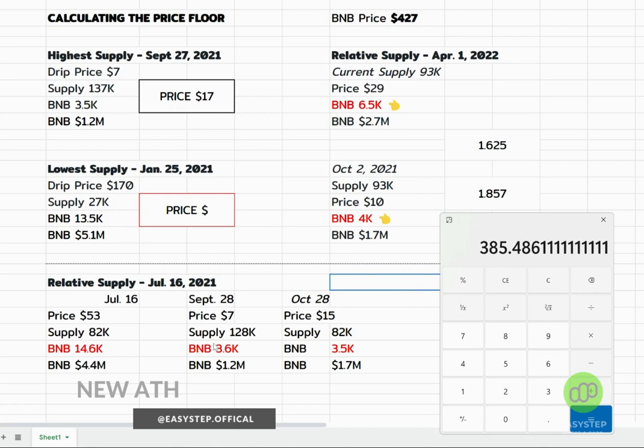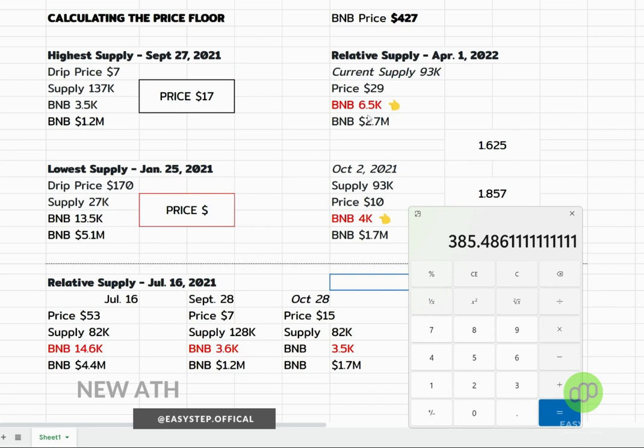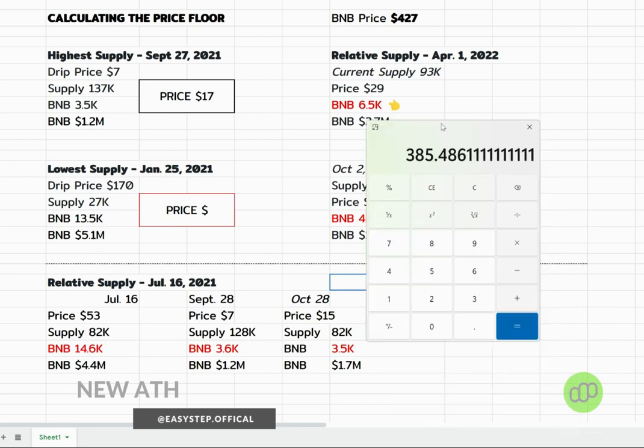But this is just based on the ratio, or the rate of growth, from our previous price floor to our all-time high. We just took that ratio, and if we maintain that same rate of growth, and we have the same BNB price, and we end up with that BNB balance that we got from multiplying the ratio to this BNB balance, then this could be the price that we will see.